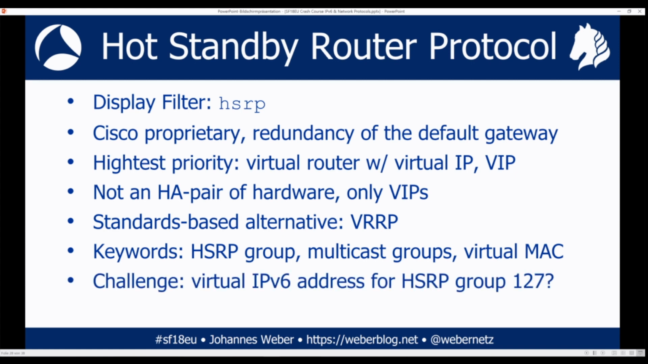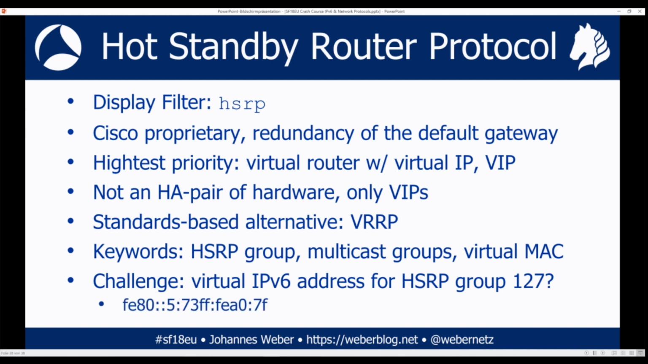Okay, challenge. What's the virtual IPv6 address for HSRP group 1 to 7? When you're filtering for HSRP, you will see that HSRP is running for both protocols, IPv4 and IPv6. When you click on any of the IPv6 packets, you can find out the virtual IPv6 address for this group. What IPv6 address is it? 7F at the end. That's correct.